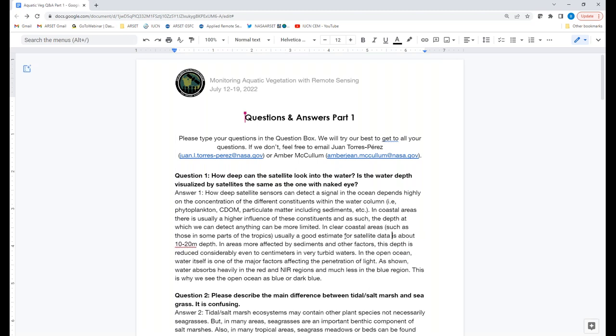And then obviously in areas that are more affected by sediments and other factors, the depth is reduced considerably, even to centimeters. There are areas where you can't see any of the bottom. I've been diving in very turbid waters where I can barely see my hands. So obviously a satellite will not detect anything below that. And in the open ocean, it's actually the opposite. The water itself is one of the major factors that affects the penetration of light. And as we showed here in one of the graphs, water absorbs heavily in the red and the near infrared regions of the spectrum.